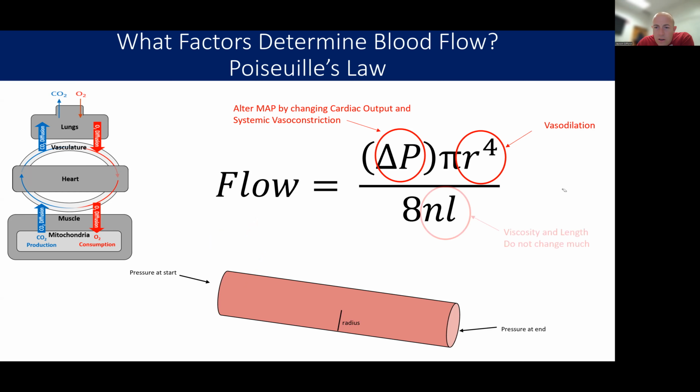Now, the other things in this equation, the N here would be the viscosity of the blood. You could imagine trying to put blood through a tube versus trying to put jello or cement through a tube. How much pressure you require to get the liquid through the tube is going to differ. So the more viscous the fluid, the slower the flow. And this can change in some circumstances like dehydration, and it might change a little bit with exercise, but not too much. So most of the time we just ignore it.